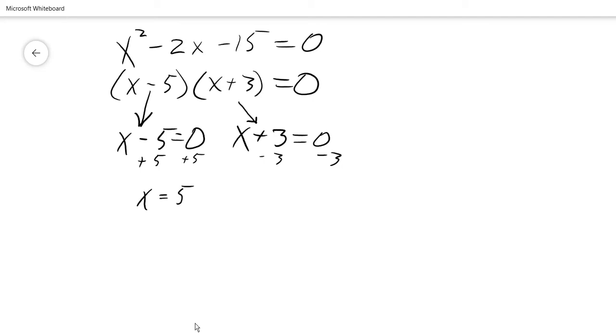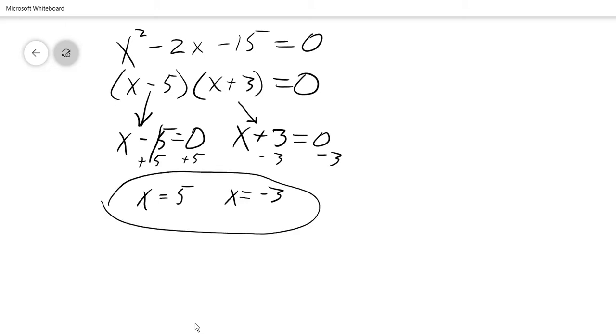Why are there 2 answers? Well, I'll tell you the easy answer to that. And these are both the answers. Both of these will turn this into a true statement if we replace it for the x. The easy answer for why there are 2 answers is because the x is squared.